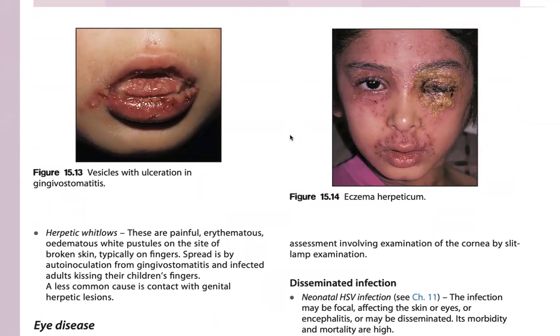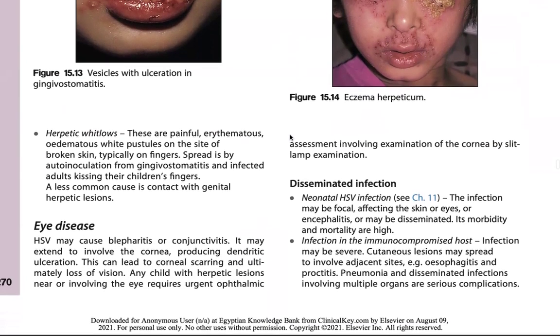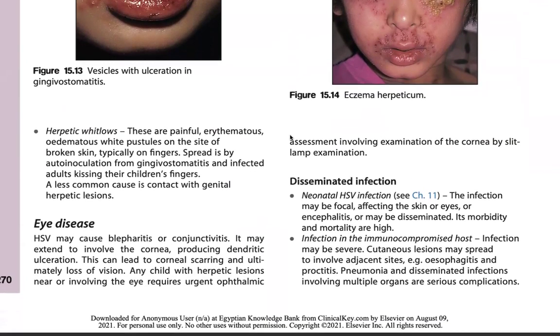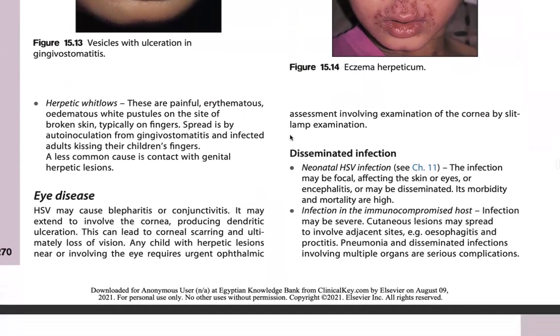And herpetic whitlows. These are painful edematous white pustules on the site of broken skin, typically of fingers. Spread is by auto-inoculation from gingivostomatitis, and from infected adults kissing their children's fingers. A less common cause is contact with genital herpetic lesions. Now, the eye disease: HSV may cause blepharitis or conjunctivitis and may extend to involve the cornea, producing dendritic ulcerations. It can lead to corneal scarring and ultimately loss of vision. Any child with lesions near or involving the eye requires urgent ophthalmic assessment, involving examination of the cornea by slit lamp examination.